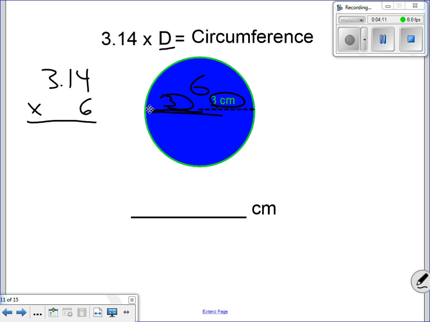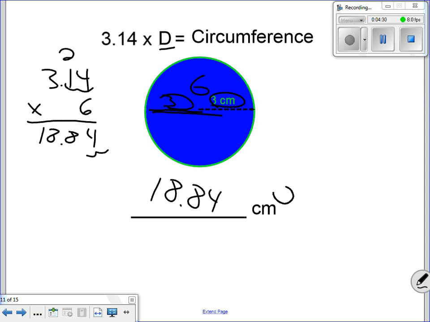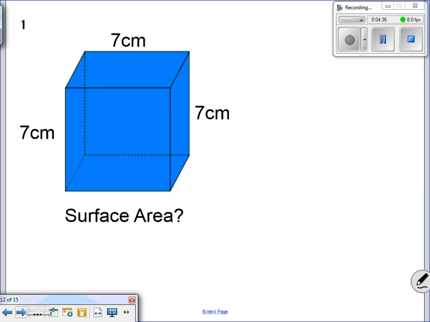4 times 6 is 24. 6 times 1 is 6, plus 2 is 8. 6 times 3 is 18. 2 decimals, 18 and 84 hundredths. That's how you find circumference. As you have a close look here, it's perimeter, so I have nothing labeled. Okay? Which is correct.